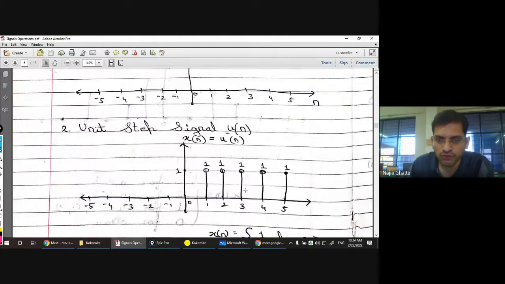Step signal u of n, so you have 0 पे 1, 1 पे 1, 2 पे 1, 3 पे 1, because it is discretized in nature. So don't draw continuous. Better don't draw continuous signal. You'll be drawing a signal like this way: 0 पे 1, 1 पे 1, 2 पे 1, 3 पे 1, 4 पे 1, and so on.